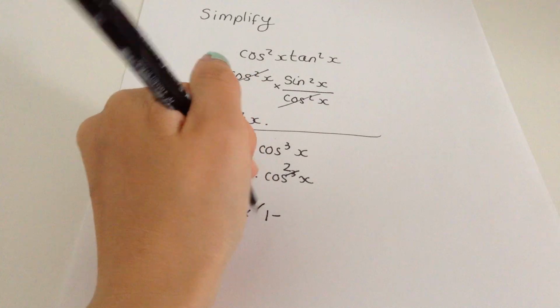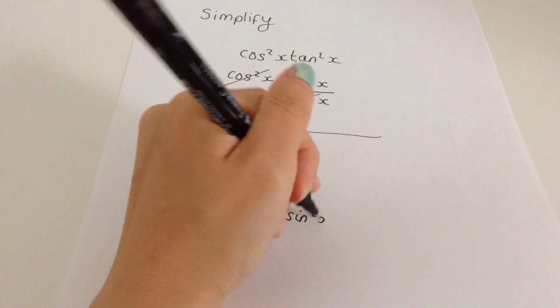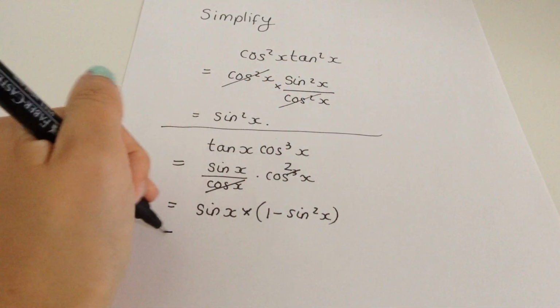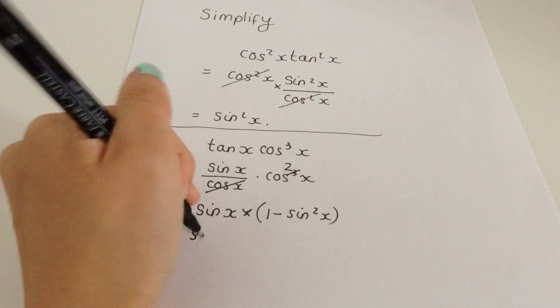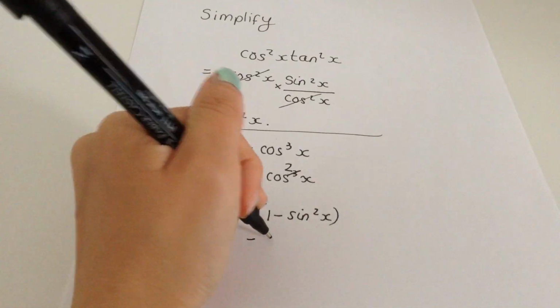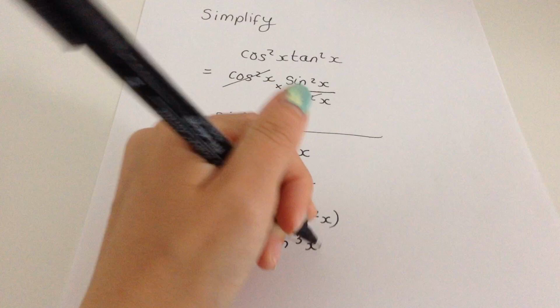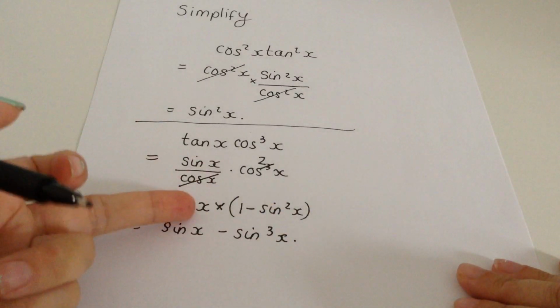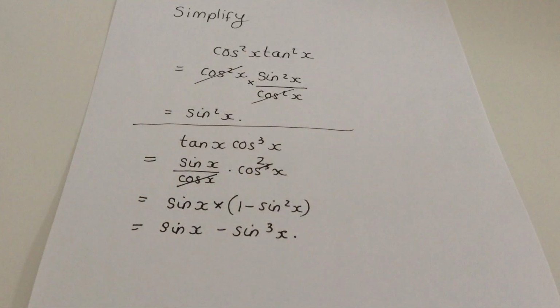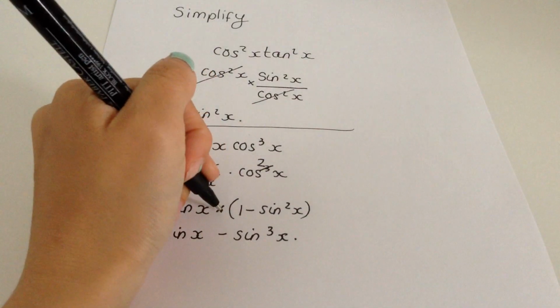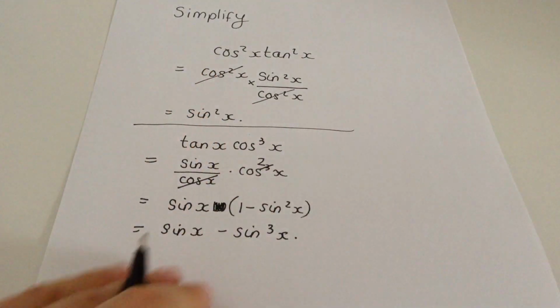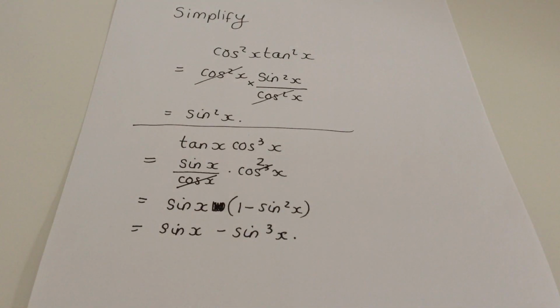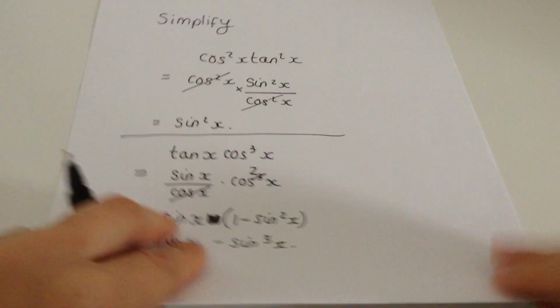So that's 1 minus sine squared. And then let's just times that out to make it look a bit nicer. And then I'll leave it as that. I mean, those two are as simple as each other, really. Although it does look a bit BTEC to put a times there. That looks better.